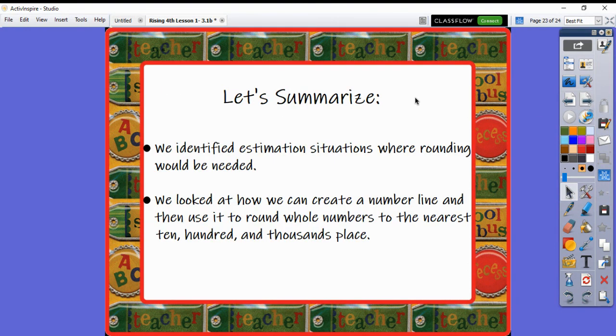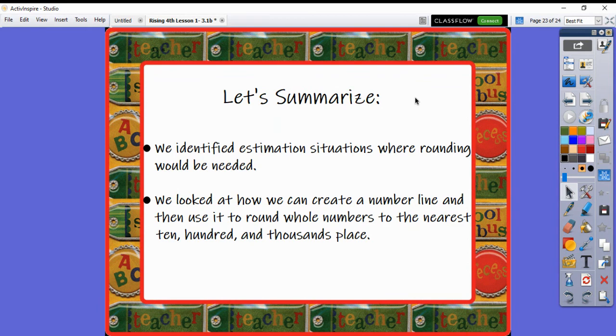All right, let's summarize what we've done so far. We identified estimation situations where rounding would be needed when we were thinking about estimating the prices of cars or the amount of people that might be at a sporting event. We looked at how we could create a number line and then use it to round whole numbers to the nearest 10, 100, and thousands place.